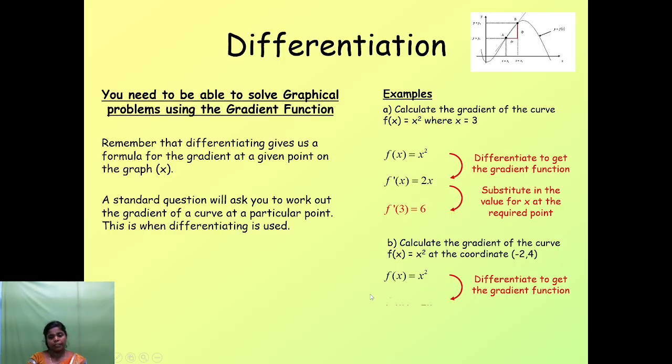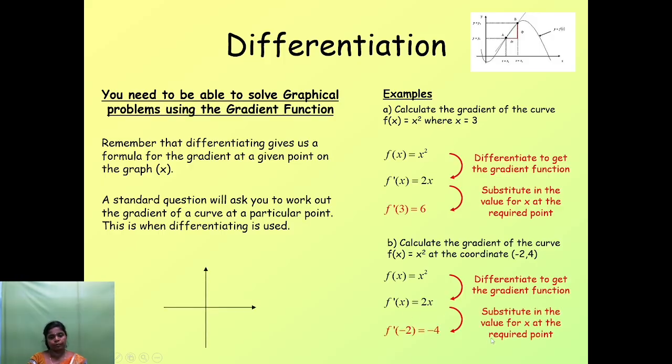Next we have to find f dash of x. Already we know x square. The first derivative of x square is 2x. Then we get f dash of x is equal to 2x. Next we substitute the value of x is equal to minus 2. Then you get 2 into minus 2, we get minus 4.